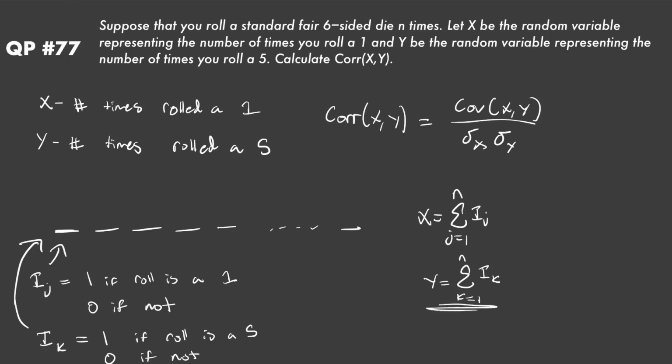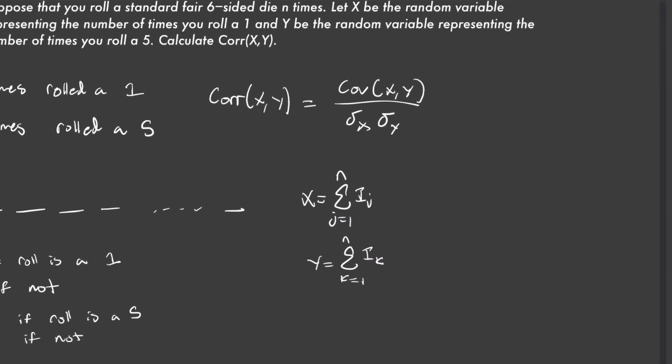So what was the point of expressing these as indicators? Because now we can use linearity of expectation and linearity of variance, and it's going to simplify this problem greatly. So first of all, for the standard deviation of x, first we need to compute the variance of x, right? So what is the variance of x? Well, it's just going to be the variance of this sum of indicators right here. So let's look at that first.